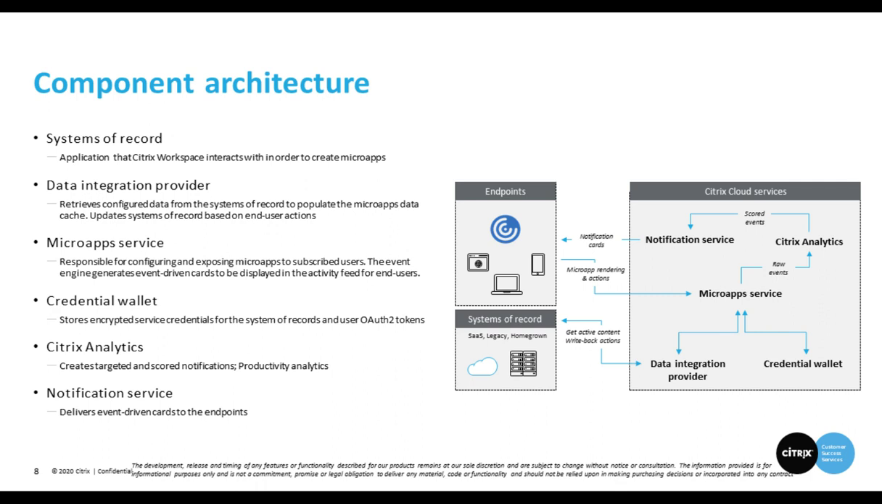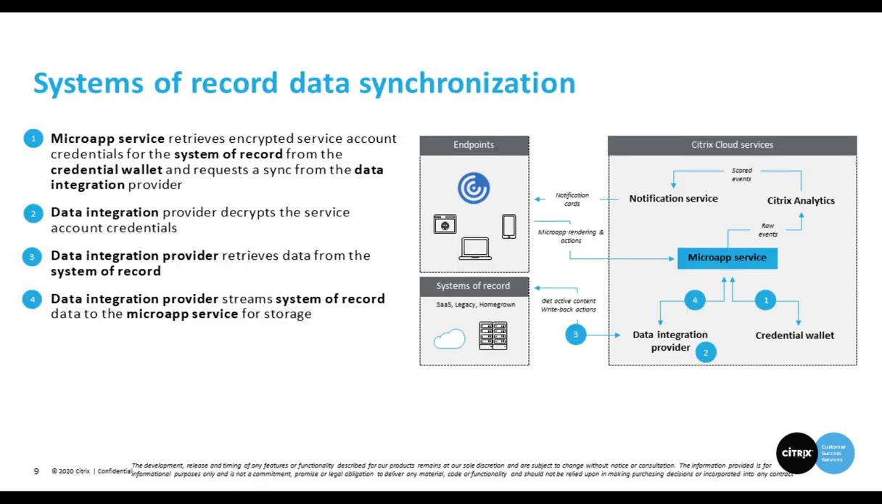So let's talk a little bit about the system of record and how the synchronization happens. How do we actually get data from the system of record, and where does it go? We'll start with a relatively simple diagram. There are basically 4 steps to it. It all starts with the Microapp service. The Microapp service is going to retrieve an encrypted service account from the system of record.